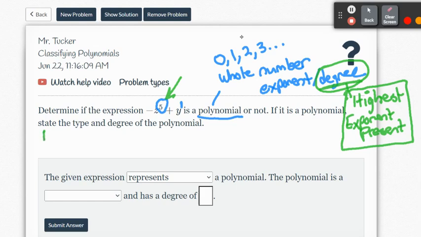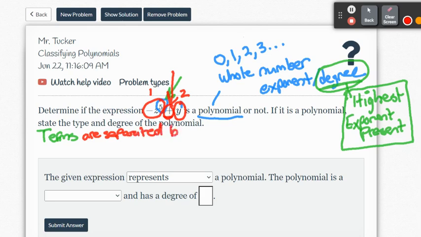So let's give a list of term names. Now, terms are individual connected product values that are separated by addition or subtraction. If there's an addition or subtraction sign, you've separated terms. So terms are separated by addition or subtraction.